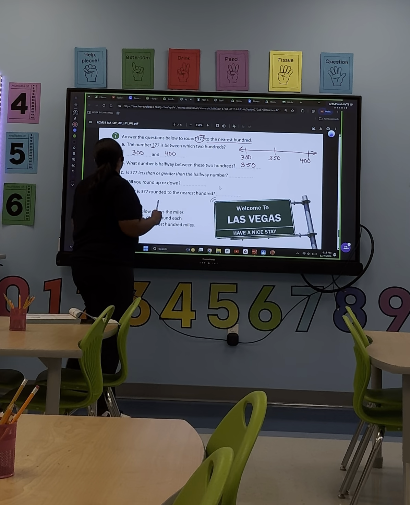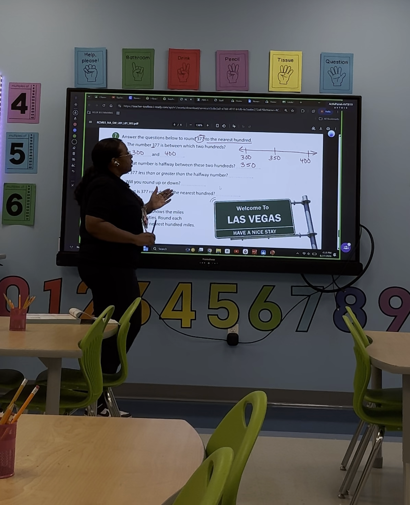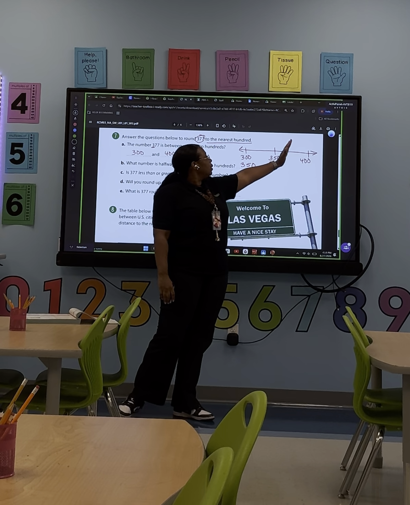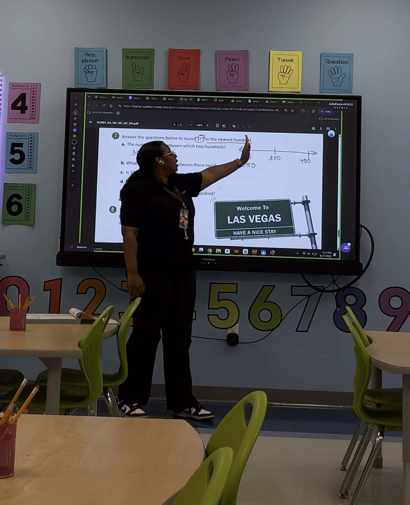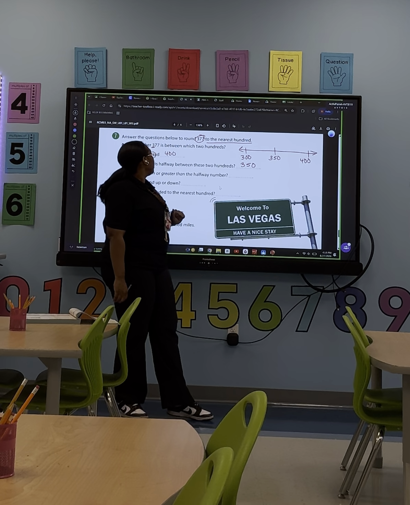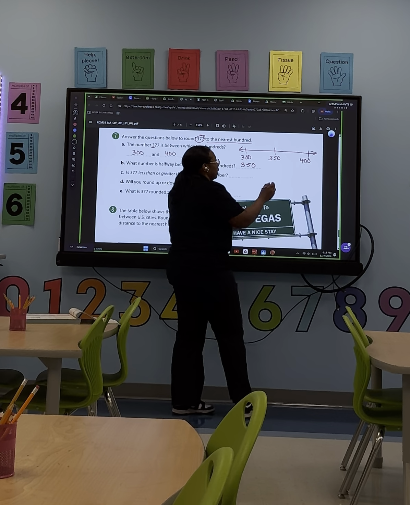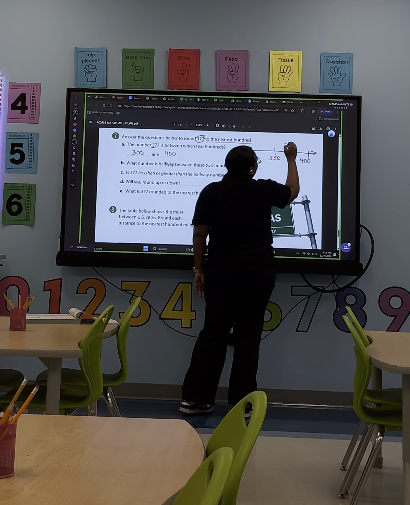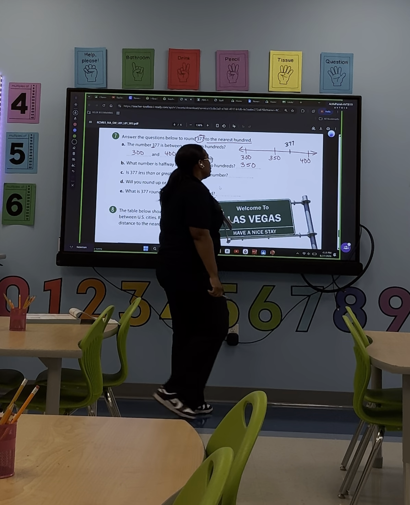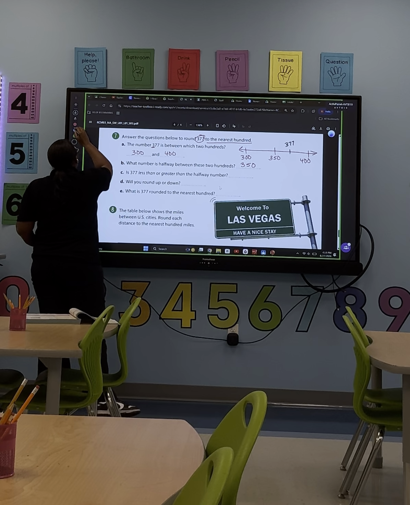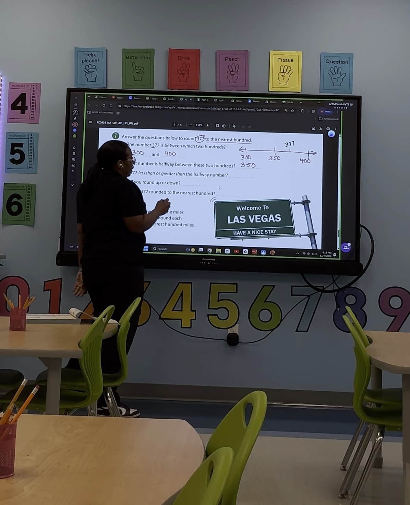Well, let's put our number on the line. So, is 377 greater than 350 or is it less than 350? Well, it is going to be greater than. So it's going to go on this side of the number line. So we said it is greater than, and that's what we're going to put for our answer, greater than.